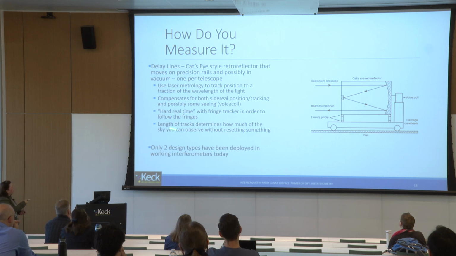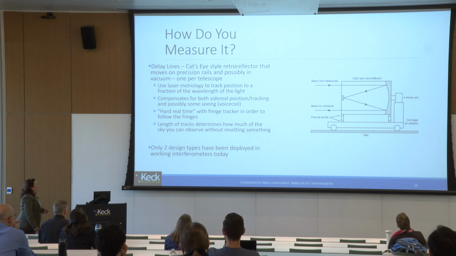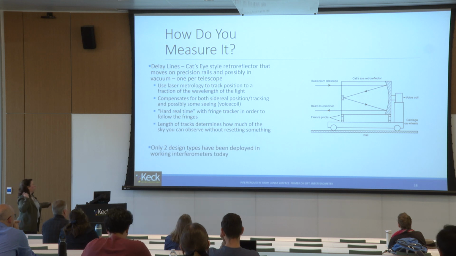Remember, this is the hard real-time system that talks to the fringe tracker, so it talks very quickly. The length of the track that you've got it running on actually determines how much of the sky you can observe. So if you don't have a very long track, then you have to either add more delay lines or fixed mirrors in the system so that you can track across more of the sky.